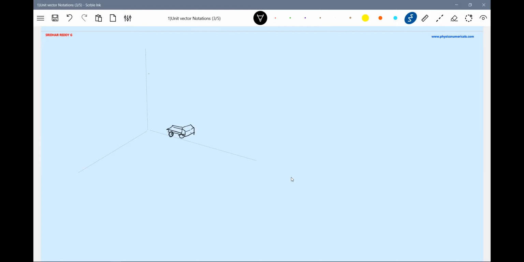Positive, so along positive x-axis with a velocity say 5 meters per second. So what is the direction? Direction E, it is moving along x-axis. And we know what is the unit vector? It will be i cap, j cap, k cap. So what's happening to the truck? The truck is moving.